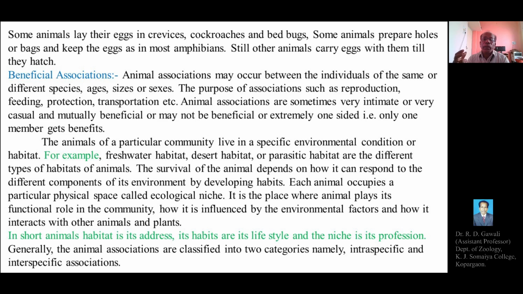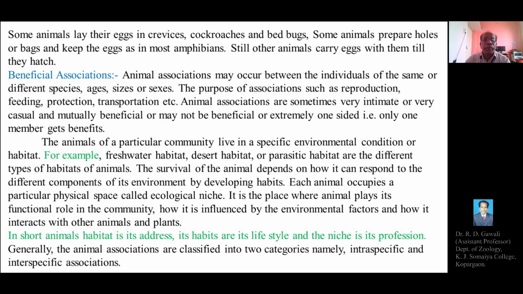It is the place where the animal plays its functional role in the community. So whatever the activities performed by the animal species, it will perform a particular role in the community, how it is influenced by the environmental factors, and how it interacts with other animals and the plants. Means whatever the species or organisms living in a particular habitat, they perform their role by their activities in that habitat. So the functioning or the activities of each organism is influenced by the environmental factors, or how it interacts with other animals or the plants.